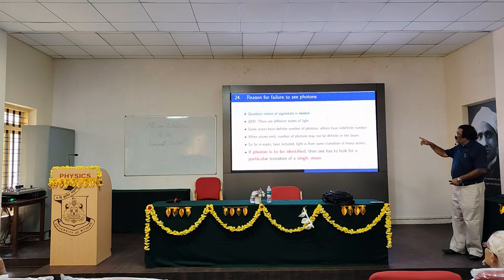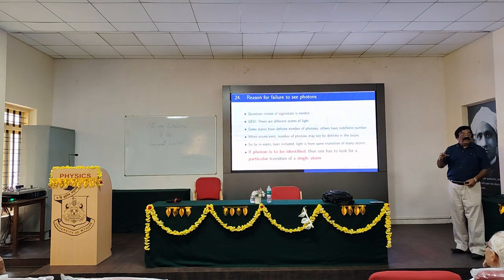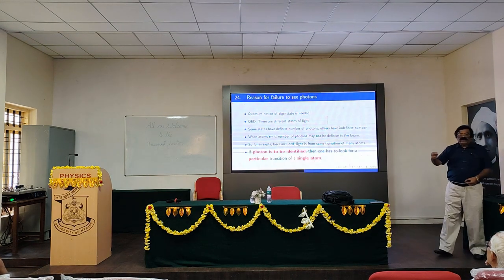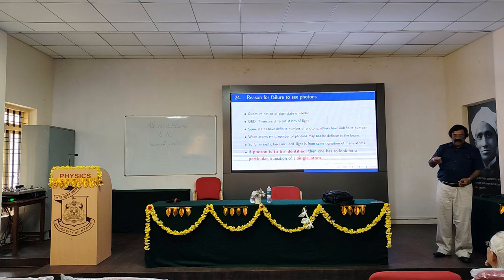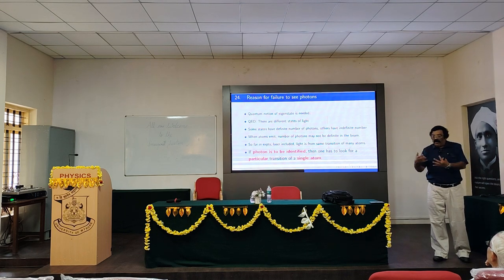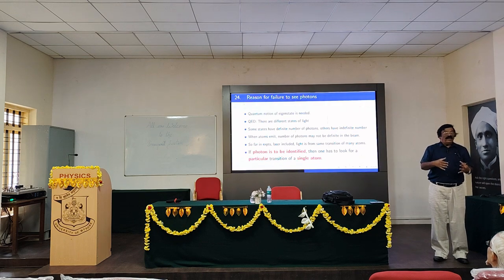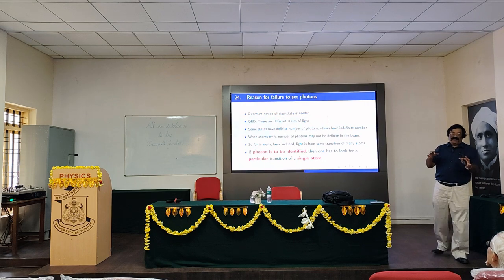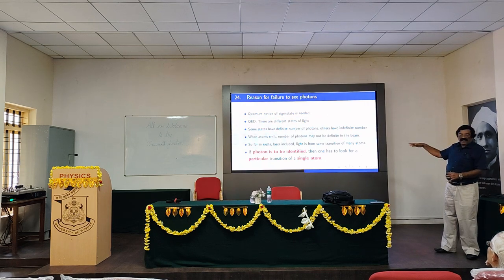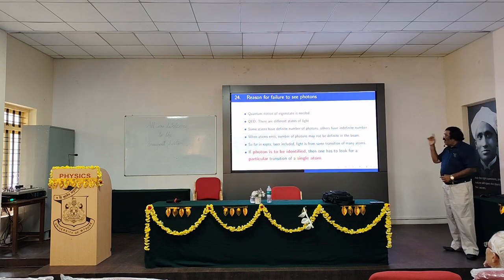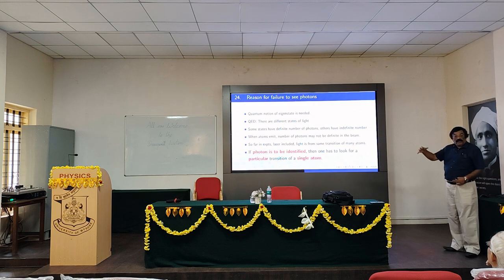Okay. So some states have definite number of photons, others have indefinite number of photons. If light is coming to me and there is some light beam, and somebody asks you how many photons are there, just because you have a beam of light, you can't say there is a definite number of photons in that. After this, I may come to that. So when atoms emit, the number of photons may not be definite in the beam, right?